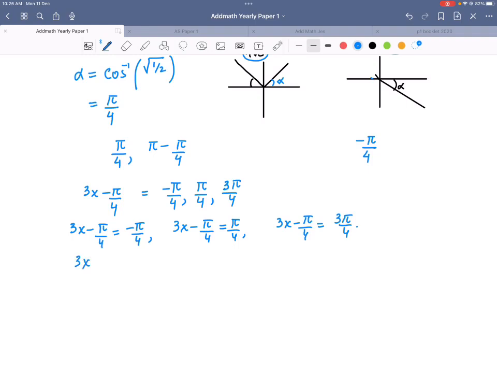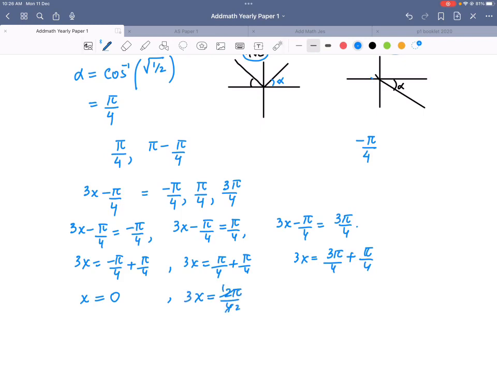So 3x equals minus pi over 4 plus pi over 4. It will be cancelled, minus pi over 4 plus pi over 4. After that it will be 3x equals pi over 4 plus pi over 4. And 3x equals 3 pi over 4 plus pi over 4. After that we can simplify. So this one will be 0. 3x equals 2 pi upon 4.